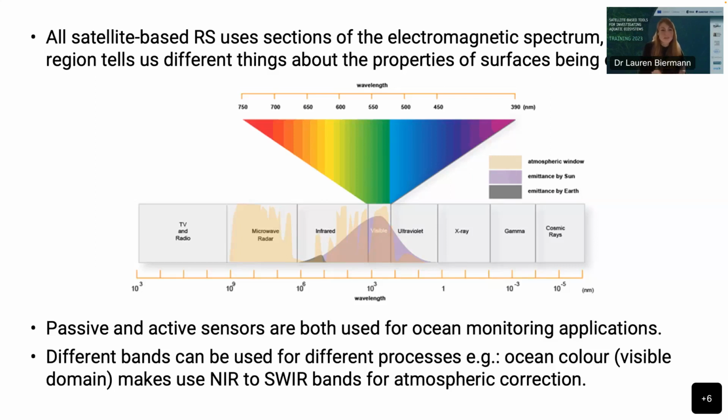Within optics, different bands that are collected can be used for different processes. So for example, for ocean color, you might be most interested in 2 or 3 bands, but actually it's information collected all of the way into the shortwave infrared that's going to be necessary for you to do an atmospheric correction. So all of these data are important.